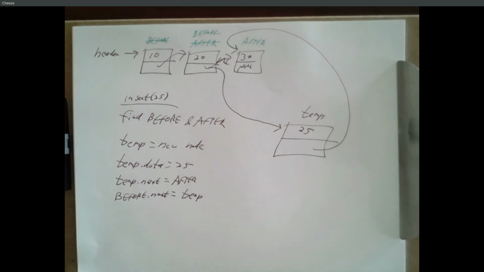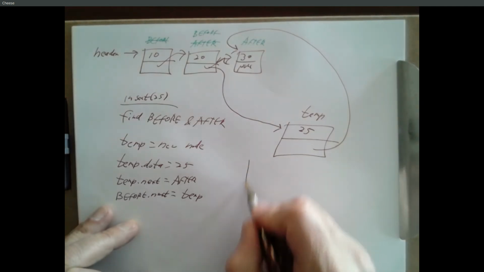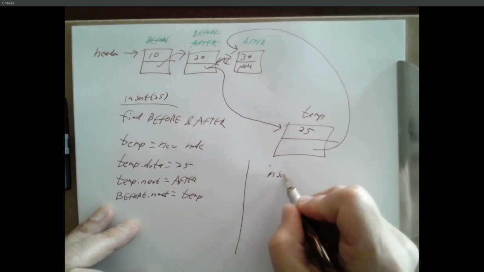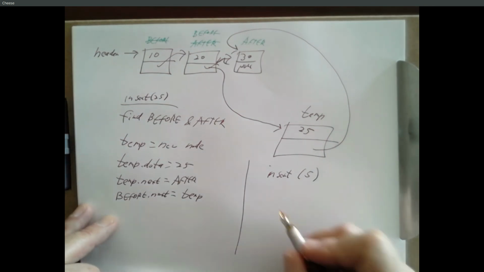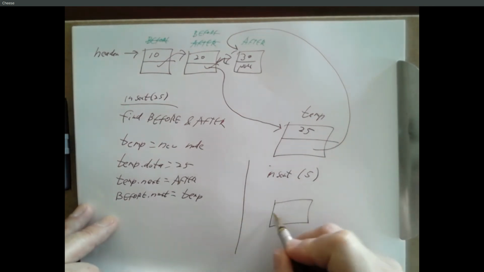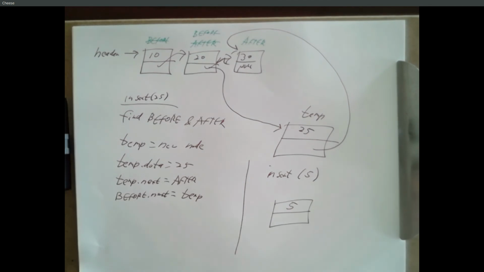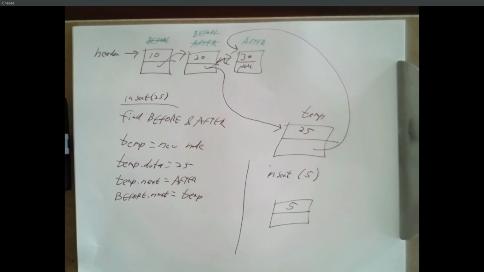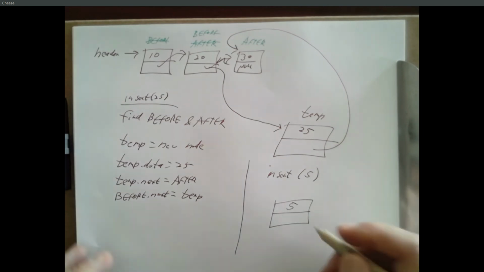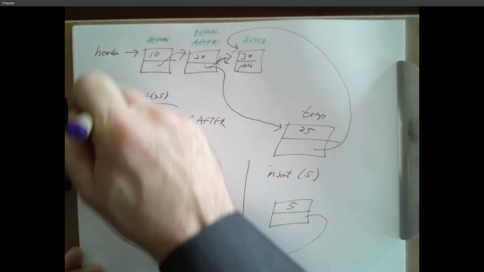Okay, but this gets us into edge cases. So here's the edge case we're concerned with. What if we want to insert a 5? So we're going to make a new node with a 5. And we know that that should point to this 10. So we'll make a long wavy next pointer that'll come over here.